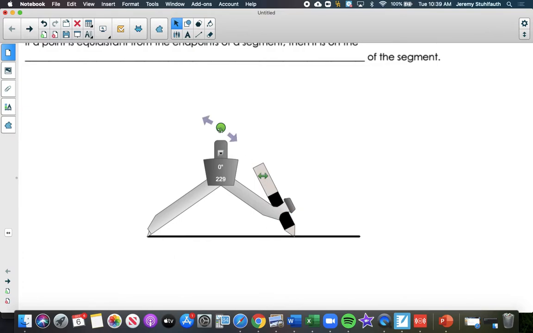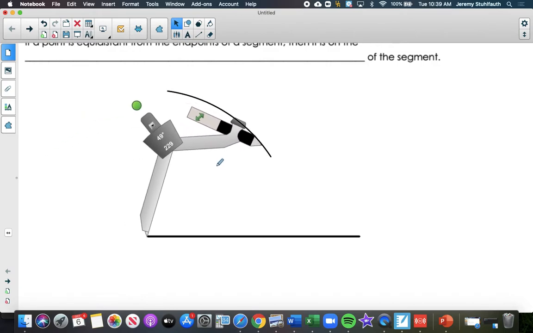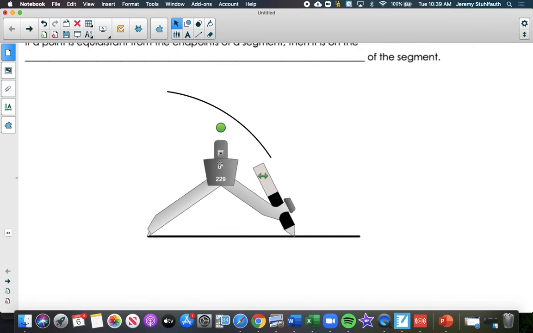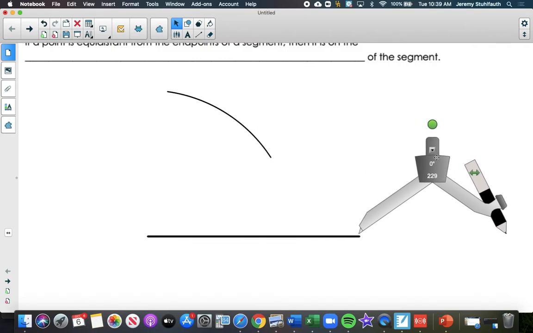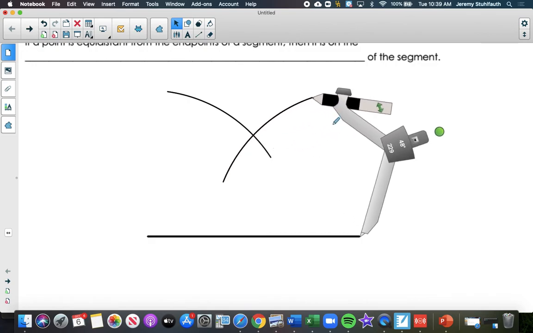You're just going to draw an arc right here. It doesn't have to be exact. You just want to make sure it's a decent length arc. And then you're going to move your compass to the other endpoint. You're going to flip your pencil over. You're going to keep the compass at the same length. You can see on mine I have it at whatever 229 means, but I'm going to keep it there. Then I'm going to flip my compass and make sure our pointy end is on the endpoint of our line segment. We're going to then draw another arc right here.